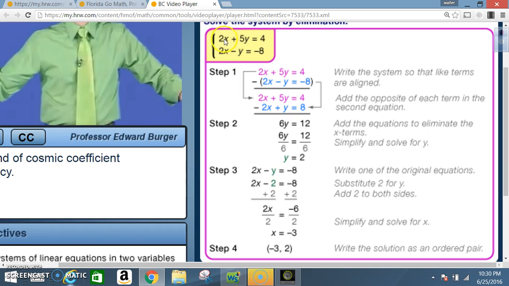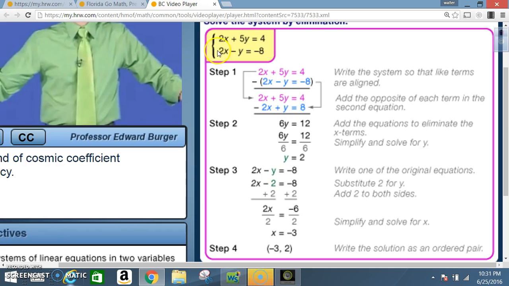Remember now, you write everything out like so. Make sure the x's are lined up, make sure the y's are lined up, equal sign is lined up, and the constant is lined up. Now you realize that these two numbers are the same, 2x and 2x. These two numbers are the same. So if one were negative, that means they would cancel out.